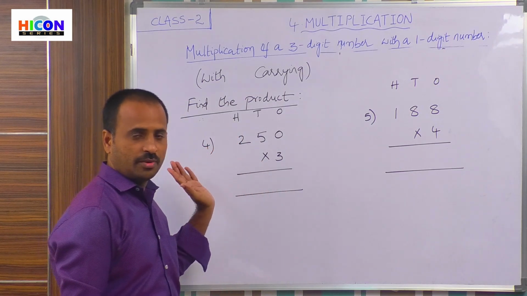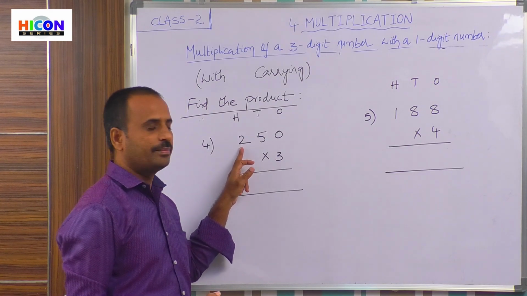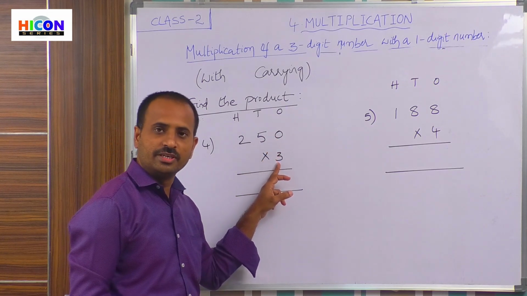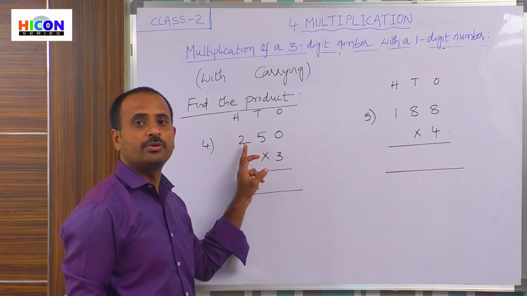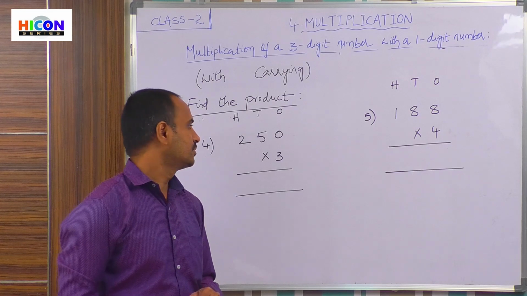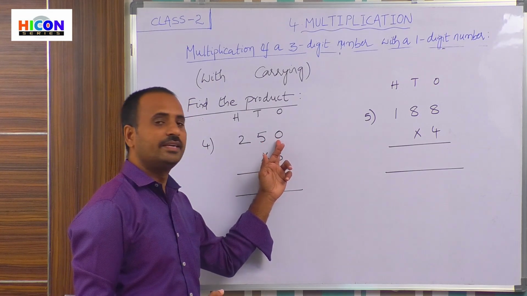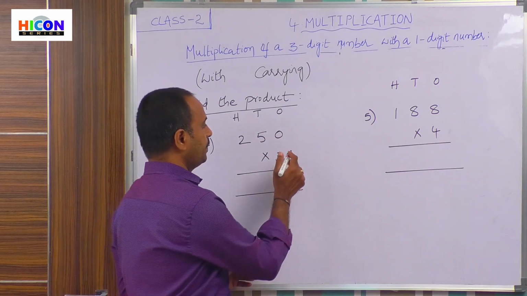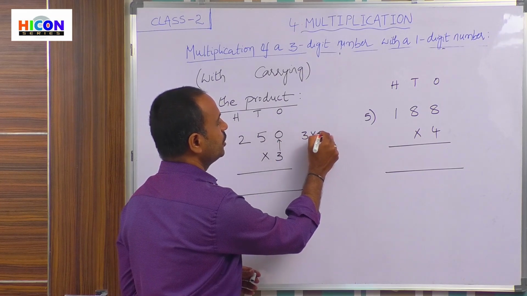So that is 4th problem. So in this 4th problem also, there is a 3-digit number, that is 250, and they have given a 1-digit number 3. We have to multiply this 3-digit number 250 with the single-digit number 3. So now again same process, multiply the digit present in ones place with 3. That is multiply 0 with 3, that is 3 into 0.